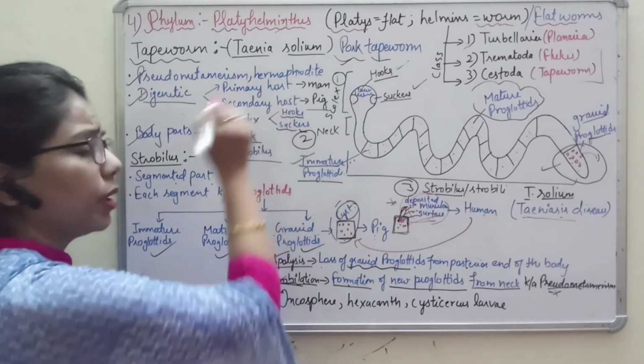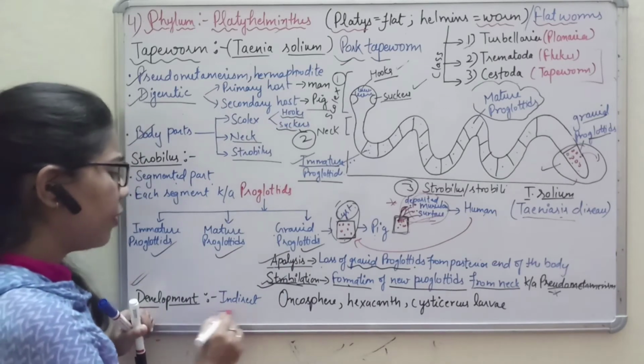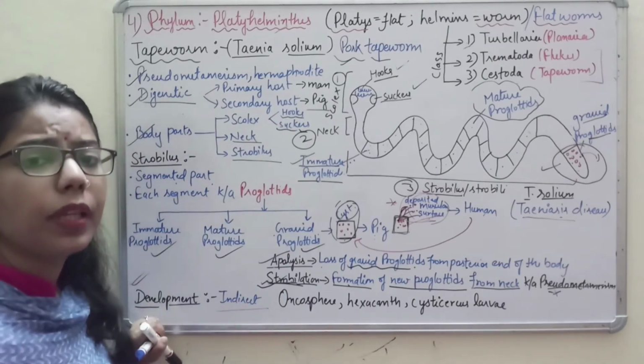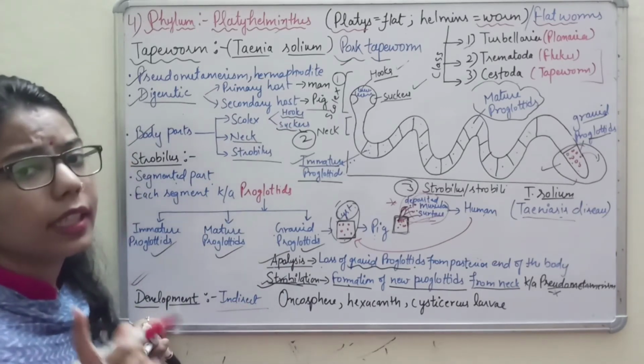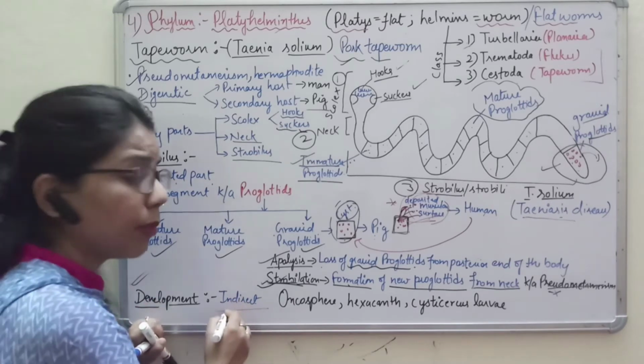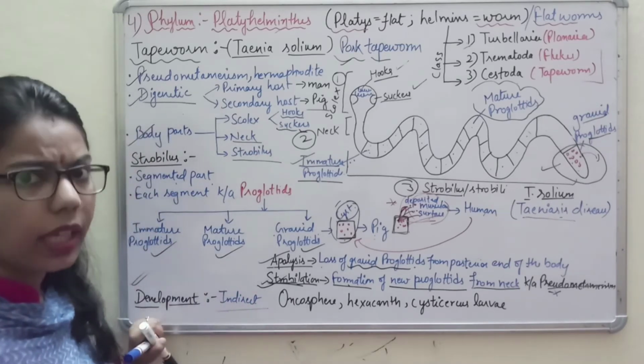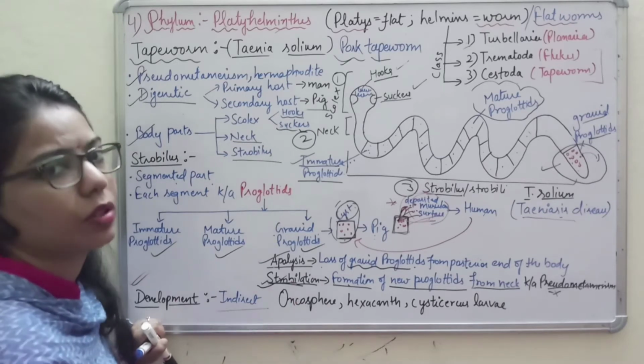Now last point which we have to discuss, as we are saying it is a hermaphrodite, sexual reproduction takes place inside the human beings. Now development would be what? Development would be indirect. It means that the development will take place with the help of some larval stage.